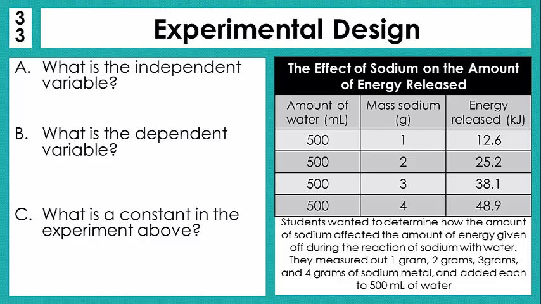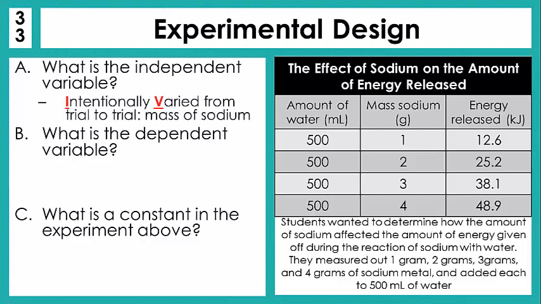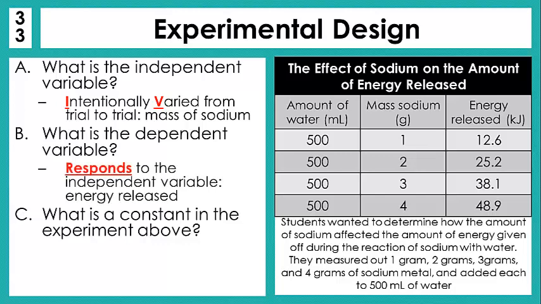So first, what is the independent variable? The independent variable is intentionally varied from trial to trial. In this case, they varied the amount of sodium. The dependent variable responds to the independent variable, and it's what we're measuring. So we measure the amount of energy released.